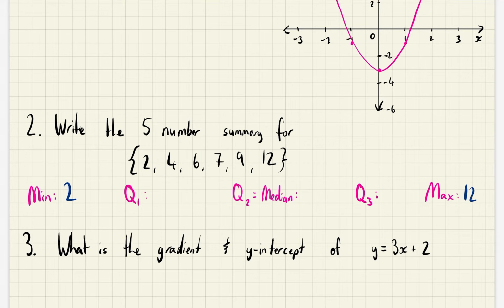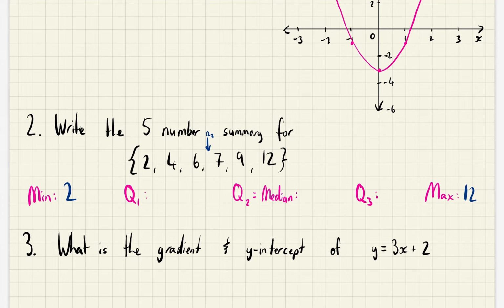Then we can't really do Q1 or Q3 until we get the median. The median is the middle number. But you'll see we've got 1, 2, 3, 4, 5, 6. The middle number's here, so I'm going to make a point there. That is the middle number.